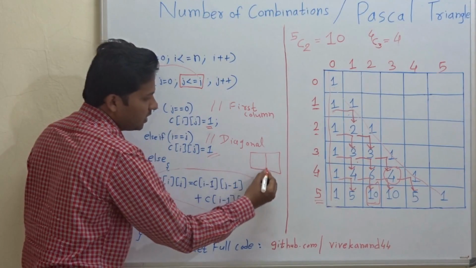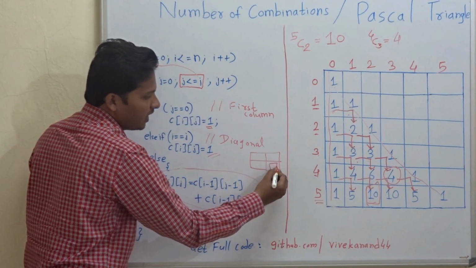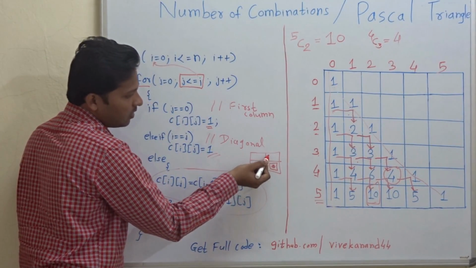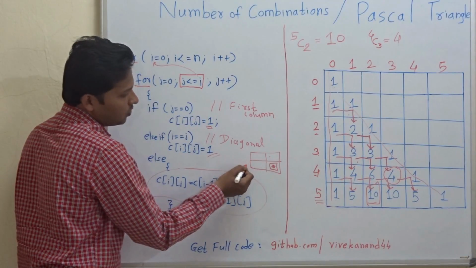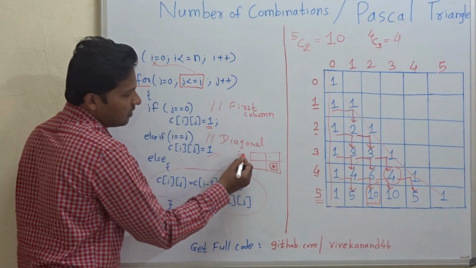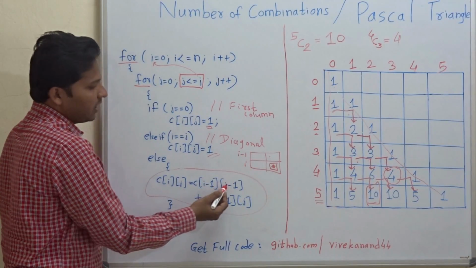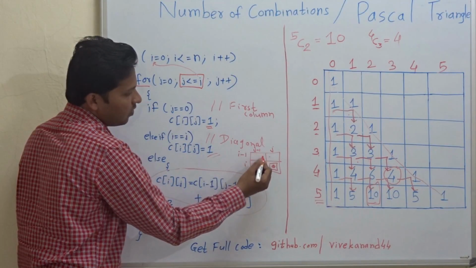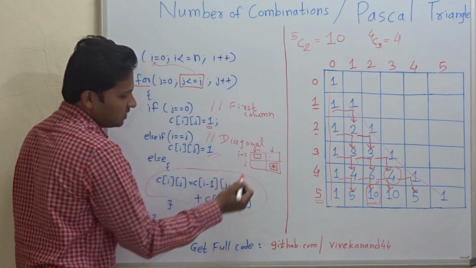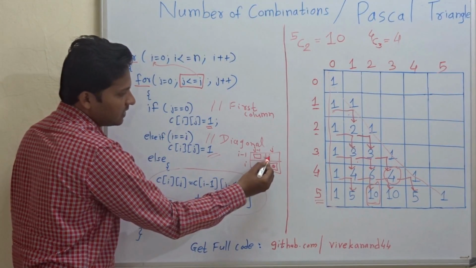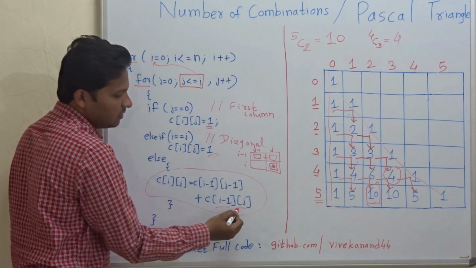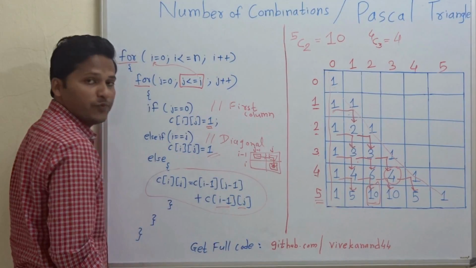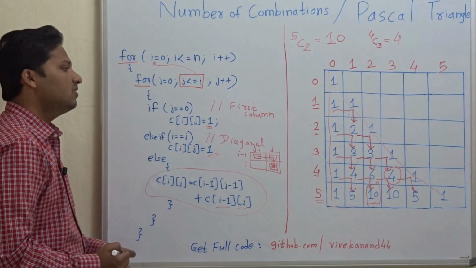plus C of i minus 1 j. So for example, if this is the matrix, if we want to manipulate value in this column, so you have to go one column one row above. So if this is the ith row, then this is i minus 1th row and j minus 1. So if this is the jth column, then this is the j minus 1 column. So this cell i minus 1 j minus 1 plus this cell i minus 1 j. So these two cells add to form this value. So this is how we write the program.